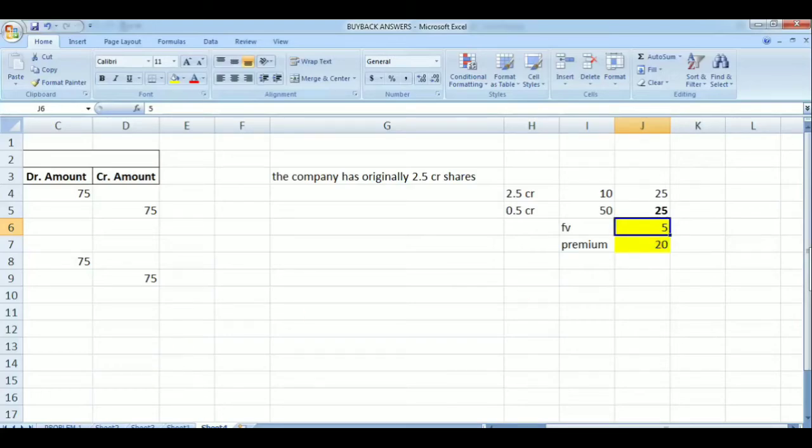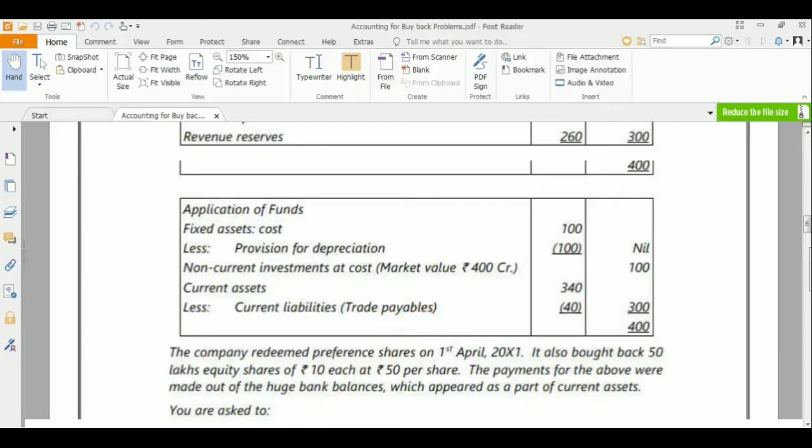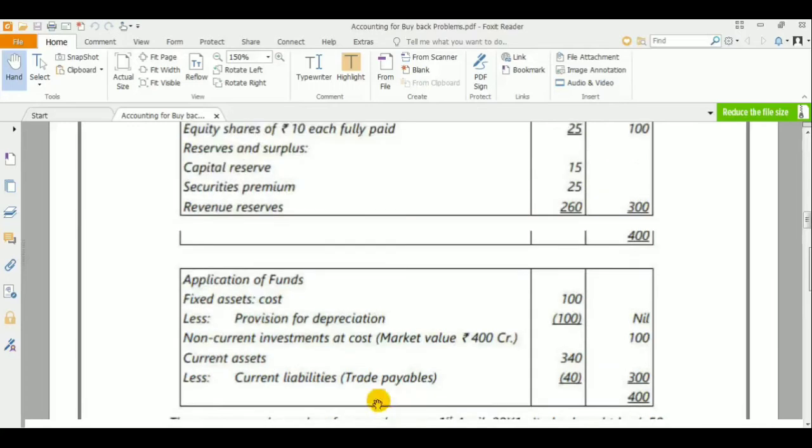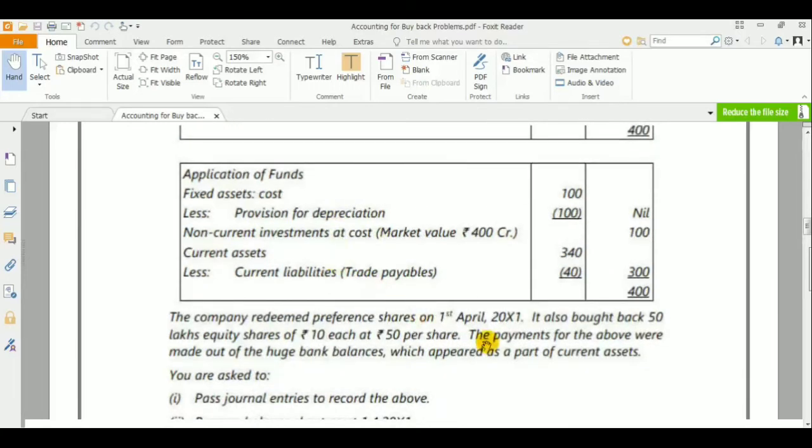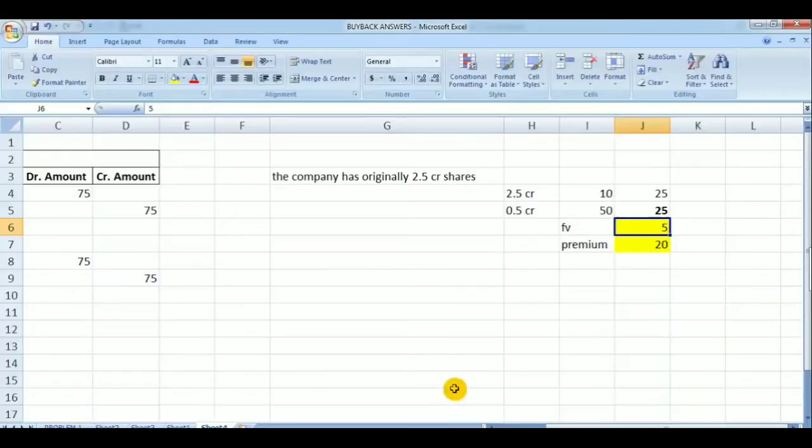Now the rest of the 40 rupees, where are they coming from? We are acquiring the 10 rupee share at 50 rupees, so we are paying a premium of 40 rupees per share. For 50 lakh shares, the amount comes to 20 crore rupees. So that is the breakup, face value and premium.